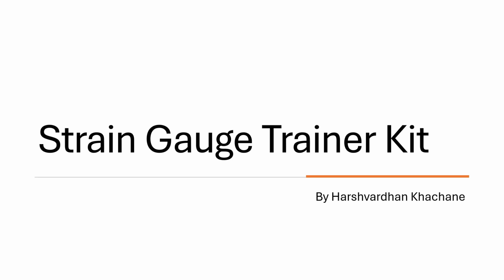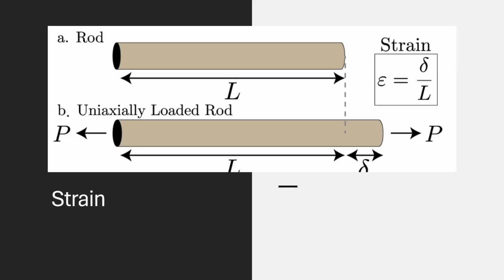So let's begin. Let us first start with what is strain. Suppose there is a rod of length L and then you pull the rod from both the ends with a force, and the rod extends by a value, say delta. The quantity delta over L, which is the original length, is known as strain.